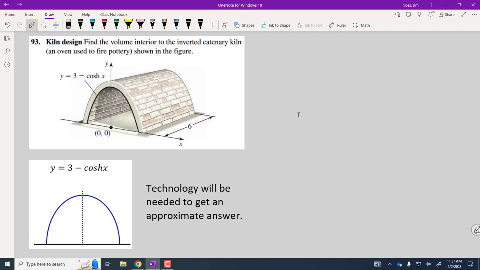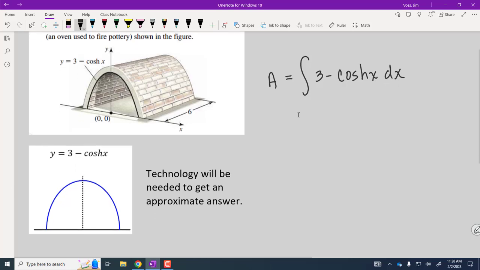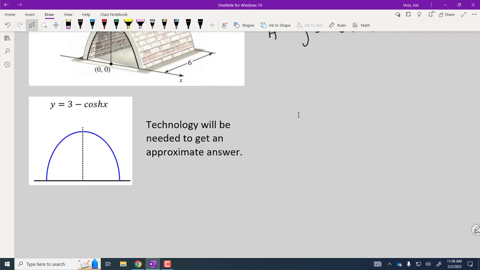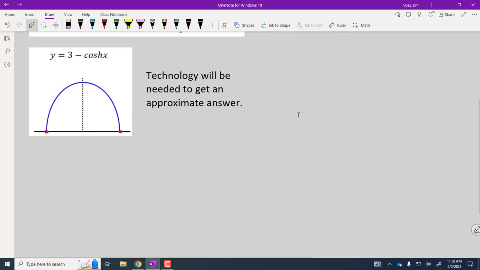So what we're trying to find then is the area of the face, the area of the entrance, which is going to be the integral of the curve that represents the face. So integral of this. Now, to find those limits of integration, we would need to know what these 2 points are. So we want to know, where is our function equal to 0?